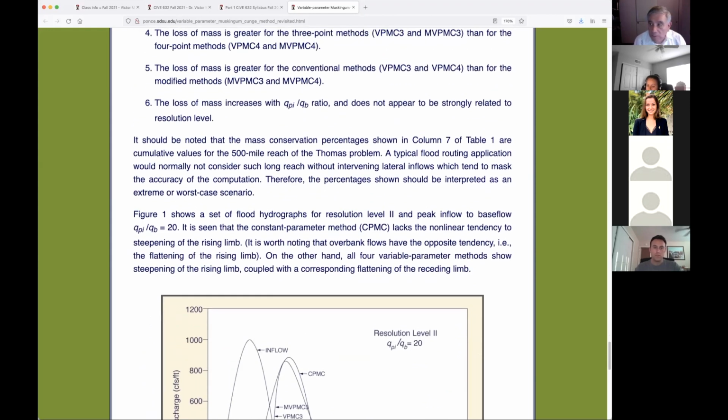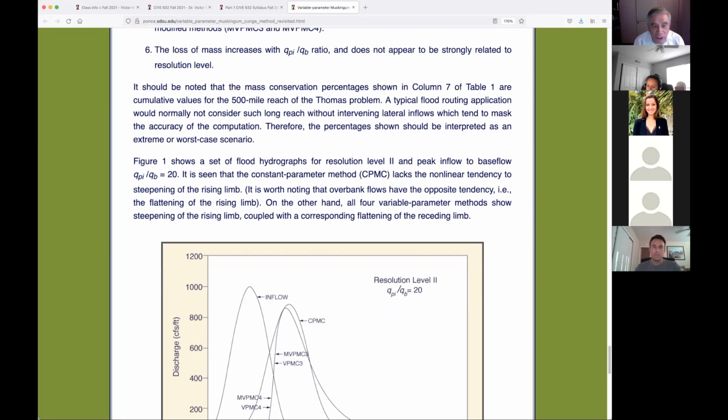Okay, it should be noted, this is important, that the mass conservation percentages shown in column 7 of table 1 are cumulative values for the 500-mile reach for the Thomas problem. Thomas actually used only 200 miles, not 500. We try to stretch it, force it. A typical flood routing application normally does not consider such a long reach without intervening lateral inflows, which would tend to mask the accuracy of the computation. Reset the problem, start again. Never mind that you were making an error, forget it. Now it's reset. Therefore, the percentages shown should be interpreted as an extreme or worst case scenario.